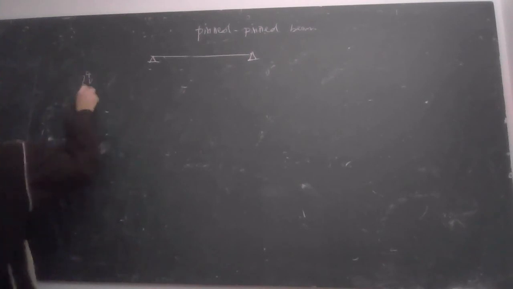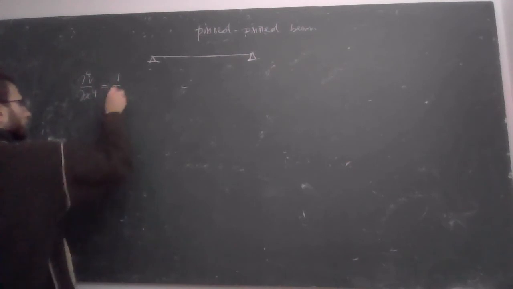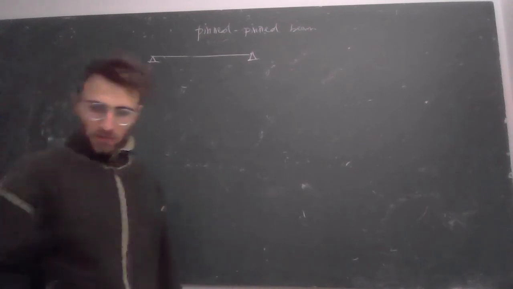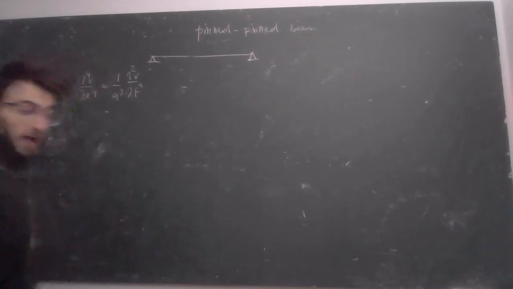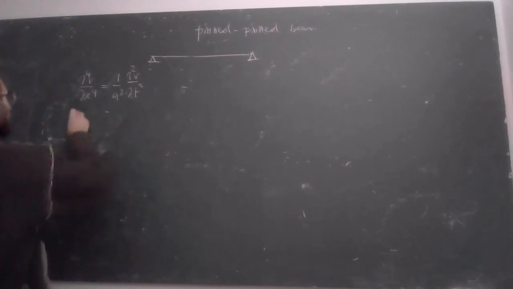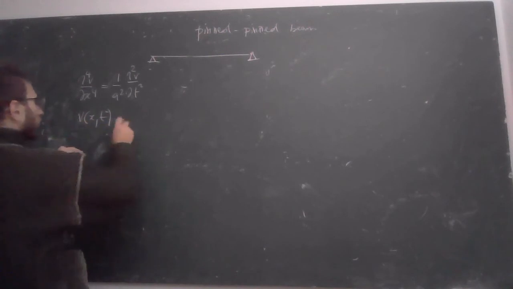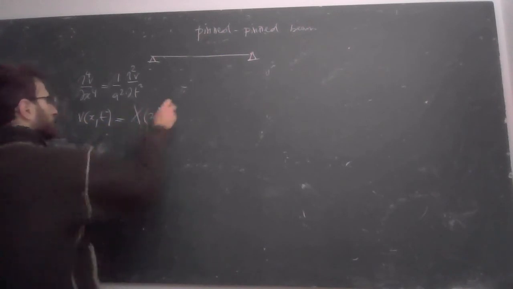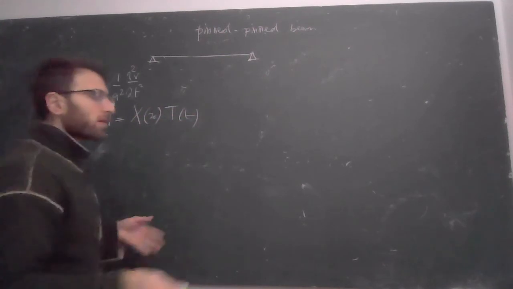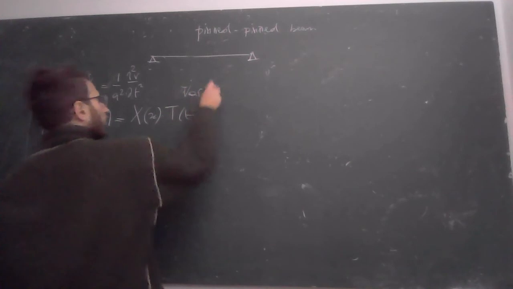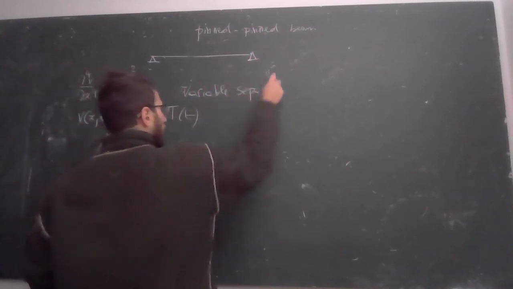So the governing equation is, as we have done in previous times, v of x,t can be written as the product of two terms, one depending on just x, we call it X of x, and then one depending just on t. This is the method of variable separation.